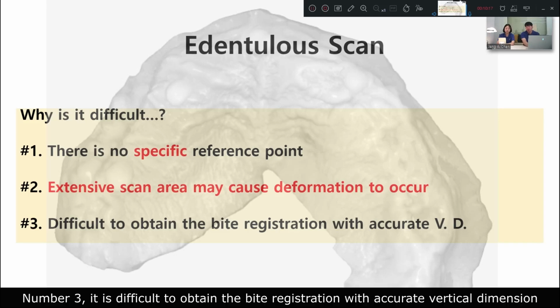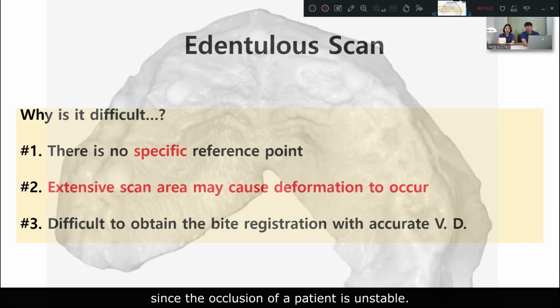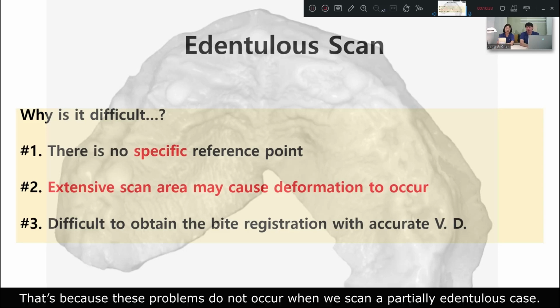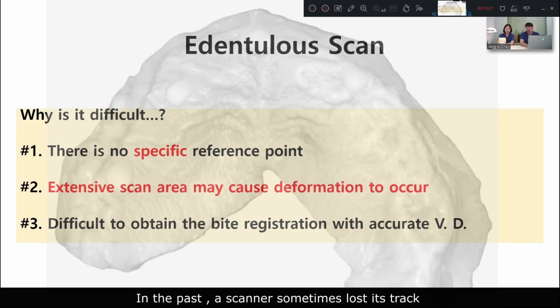Number 3. It's difficult to obtain the bite registration with accurate vertical dimension, since the occlusion of the patient is unstable. When you encounter an edentulous case for the first time, you may be confused about what to do. That's because these problems do not occur when we scan a partially edentulous case. In the past, a scanner would sometimes go off track and stop while scanning edentulous cases, but the software has improved so much, now the scanner can recognize location with high precision.